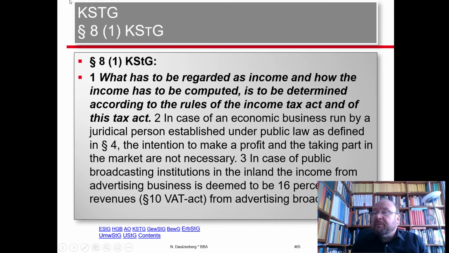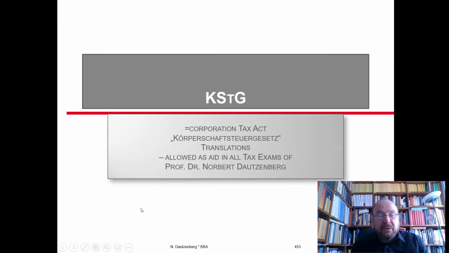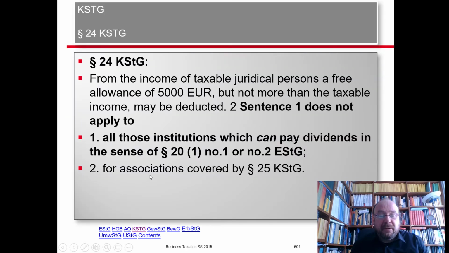Yeah, and while we are at it, we can also have a small and short look into paragraph 24, that strange thing which I mentioned before, that thing with the free allowances. Here you have paragraph 24: from the income of taxable juridical persons, a free allowance of 5,000 euro, but not more than the taxable income, may be deducted. So that means if you have only a taxable income of 4,000, you end up with 0 and not with minus 1,000. But then the decisive thing is the second sentence.